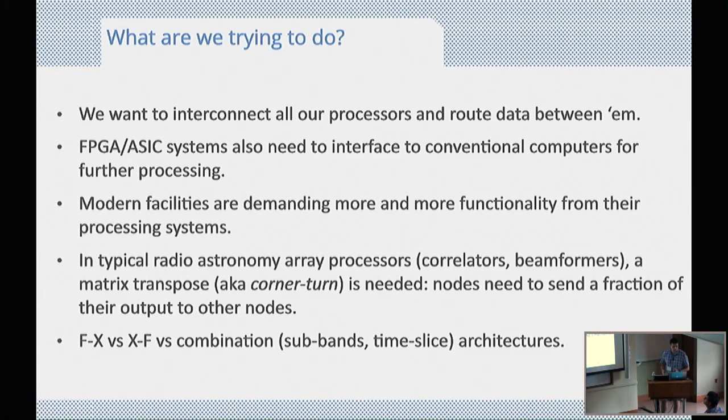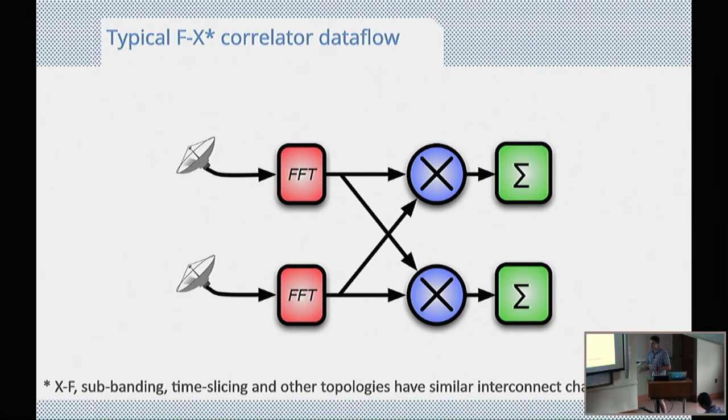There are very many different architectures people use to build big correlators and beamformers, so-called FX, XF, and various combinations of these. You can break the problem down in different ways: subbands, time slicing. But they all have this same basic problem where you have to send a subset of data to different nodes for processing. So here's a simple diagram of an FX correlator.